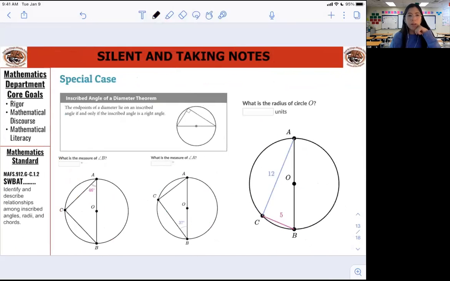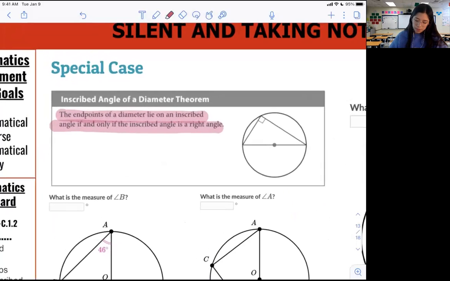Okay, this is just a special case. Can I have a volunteer please read this theorem right here, the inscribed angle of a diameter theorem? Okay, I'll read it. The endpoints of a diameter lie on an inscribed angle if and only if the inscribed angle is a right angle. Let's talk about why that's true.